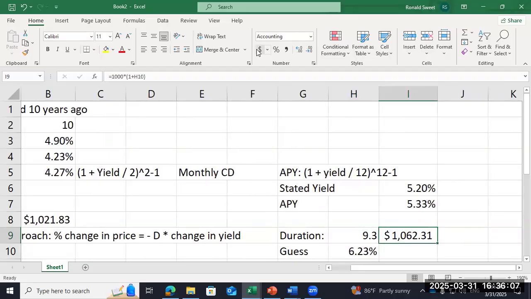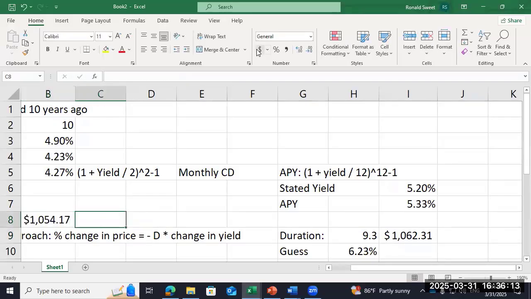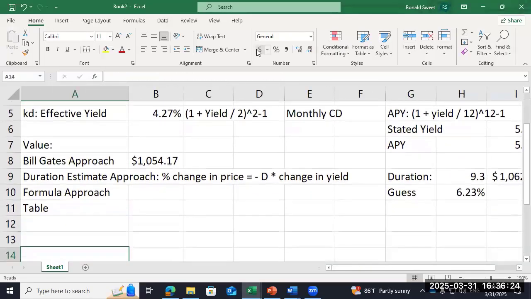All right, I get 22.24. All right, so I'm just seeing if y'all are paying attention. That's looking pretty close now, right? So duration says it's about 1062, but I don't know if my duration's correct. Bill Gates says 1054, but he's never right. All right, let's try the formula approach.